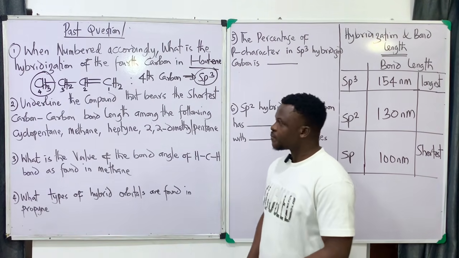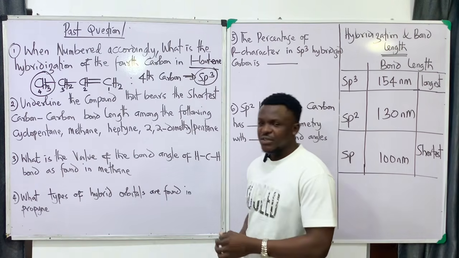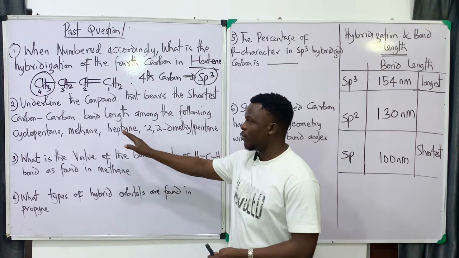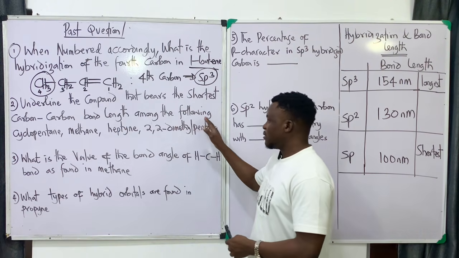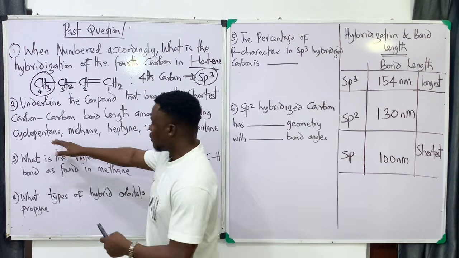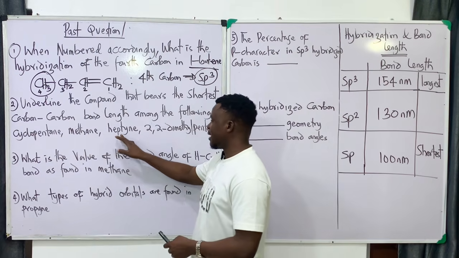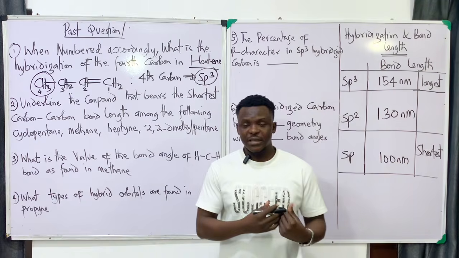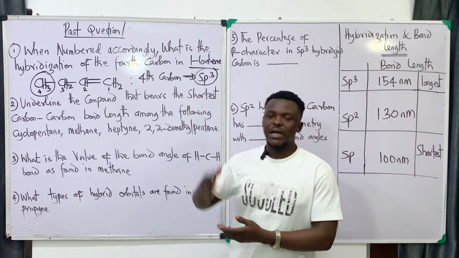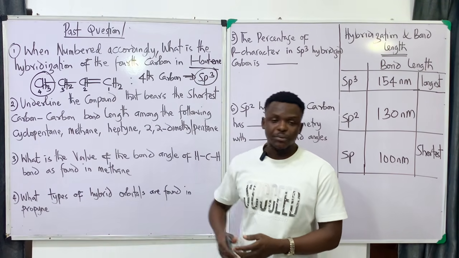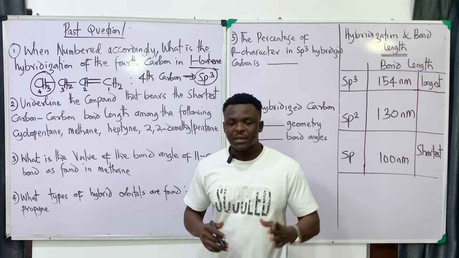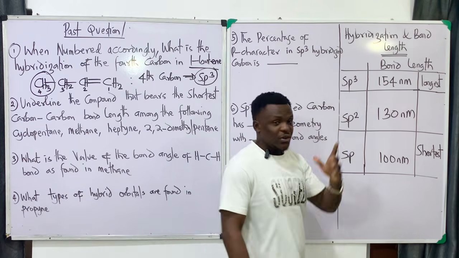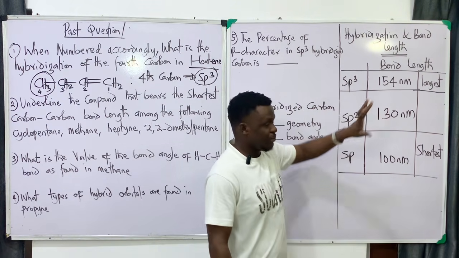Now the next question says, underline the compound that bears the shortest carbon-carbon bond length among the following: cyclopentane, methane, heptane, 2,2-dimethylpentane. When I gave the table previously, the one containing the shape of different hybrid orbitals, I mistakenly skipped the bond angle. So I had to present a new table this time just for the bond angle.